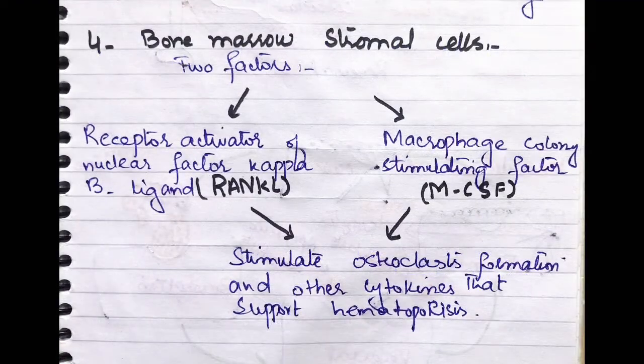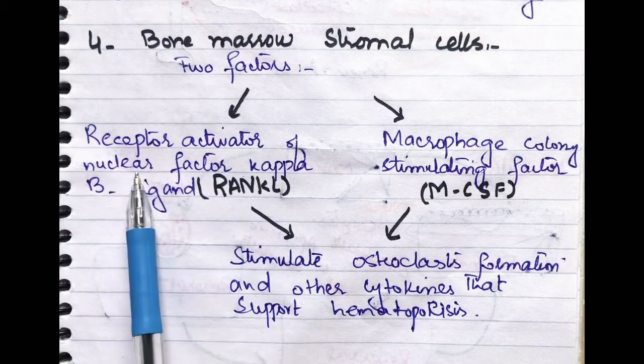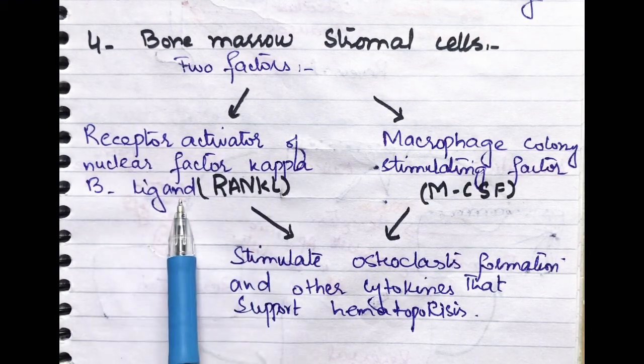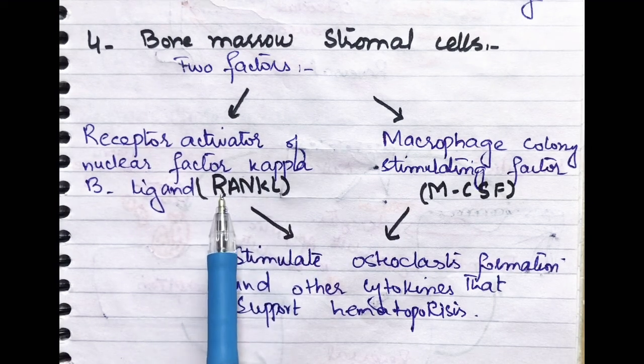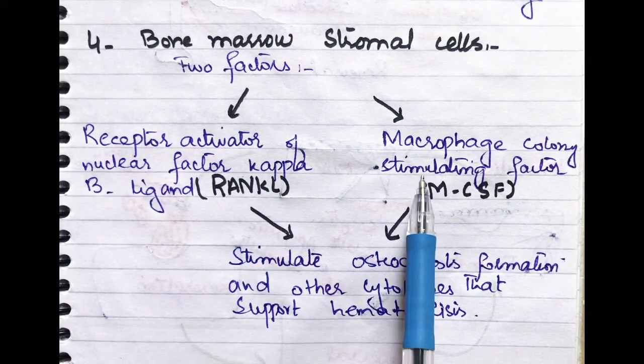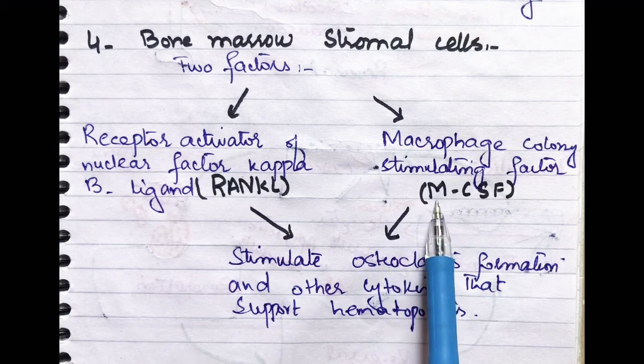Another important type of cell is the bone mesenchymal stromal cells. What are these? They basically produce two factors, which are receptor activator of nuclear factor kappa B ligand, referred to as RANKL, and the other factor is macrophage colony stimulating factor, which is also referred to as MCSF.